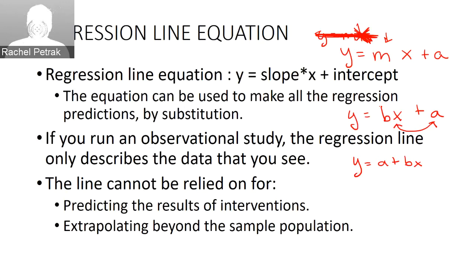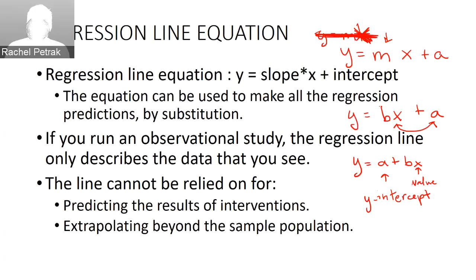And we can use the regression line equation to find all the regression predictions by substituting in values in these places. The values being for the y-intercept, and the value of x. So we can predict specific values of y, or estimated values of y, based on particular values of x.